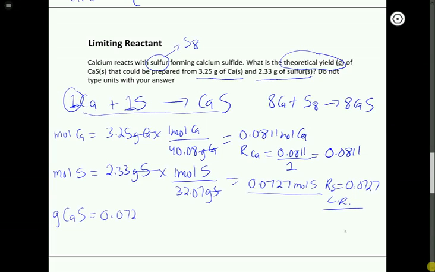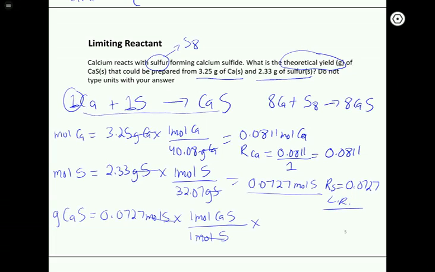So 0.727 moles of sulfur. We go to the balanced reaction. It's a 1-to-1-to-1 reaction, so very simple in this form. So that's going to be 1 mole of calcium sulfide forming for every mole of sulfur. And then we just use the molar mass of calcium sulfide, which is the sum of the atomic masses, so 40.08 plus 32.07. So to convert into mass of calcium sulfide, 72.15 grams per 1 mole.